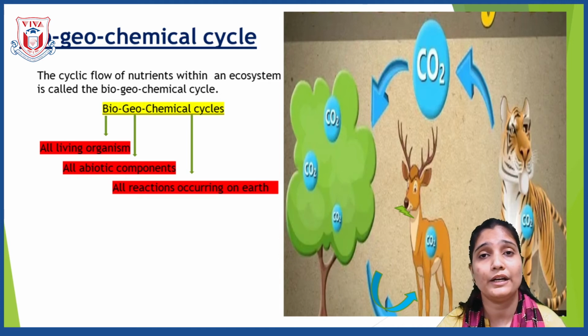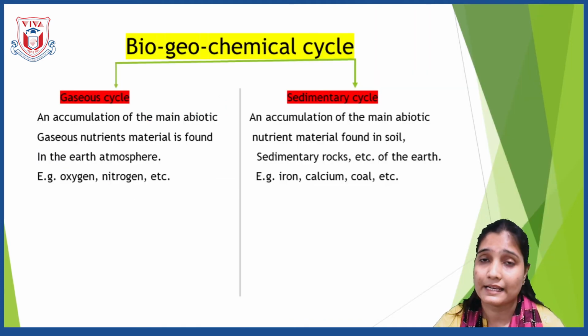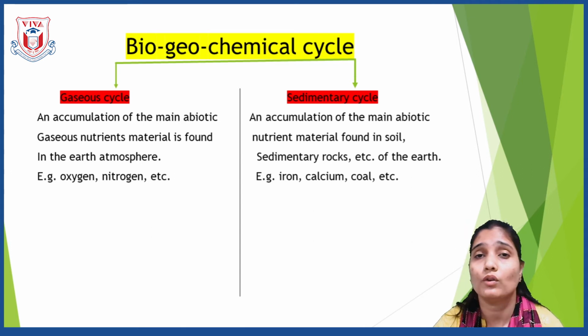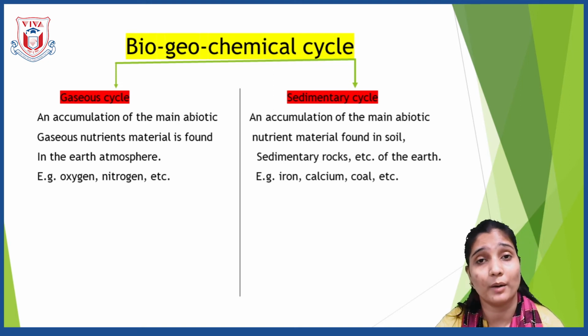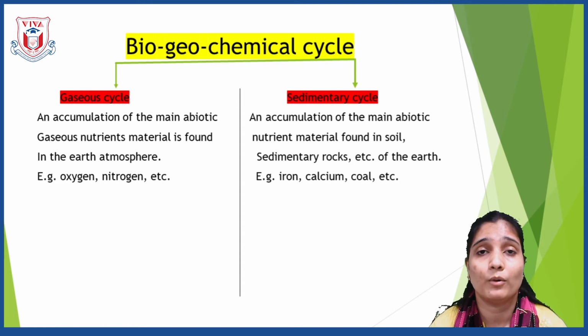Biogeochemical cycle is mainly of two types. Let's see. Gaseous cycle and sedimentary cycle. So what is gaseous cycle? Gaseous cycle is an accumulation of main abiotic gaseous nutrient material found in the earth's atmosphere. जे abiotic gaseous nutrients आहे ते अर्थच्या atmosphere मध्ये काय होतात? कलेक्ट होऊन जातात. तर ते कशामध्ये येणार? गॅसियस सायकलमध्ये. एक्झाम्पल ऑक्सिजन, नायट्रोजन, कार्बन हे एन्व्हायरमेंटमध्ये अक्युमुलेट होतात आणि त्याला आपण काय बोलणार? गॅसियस सायकल. नेक्स्ट इज सेडिमेंटरी सायकल.